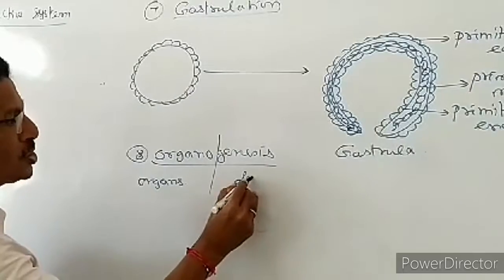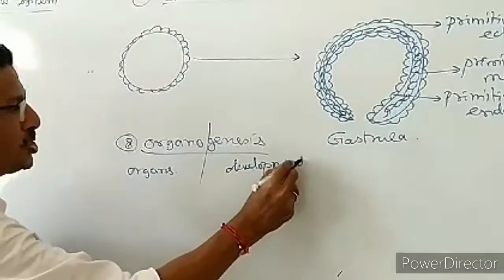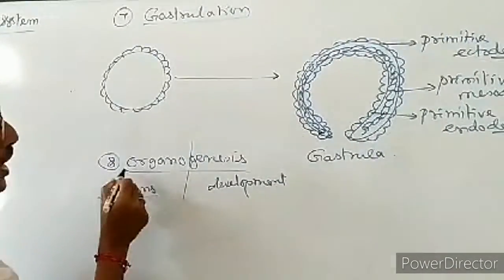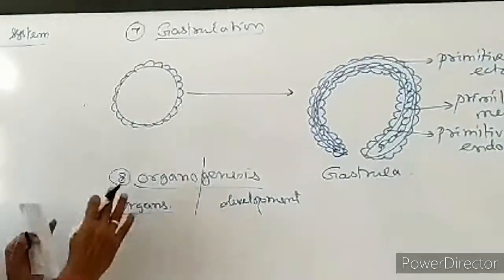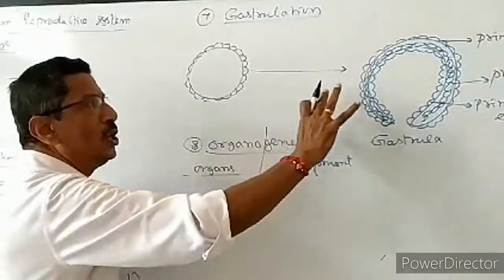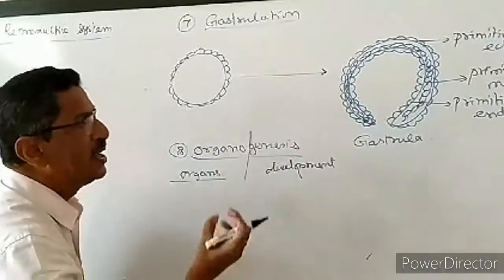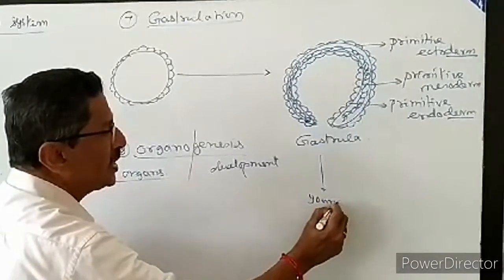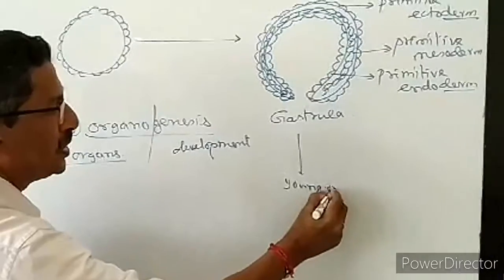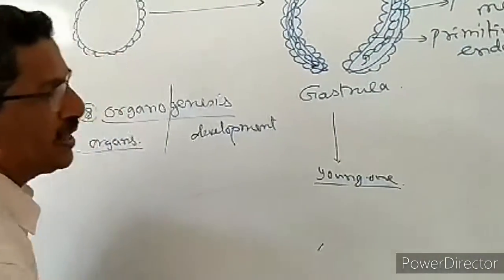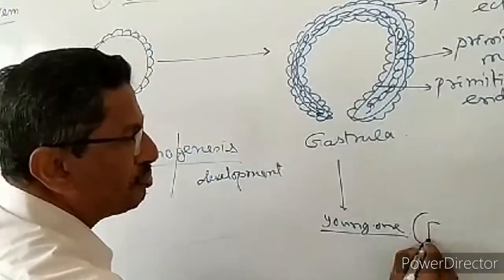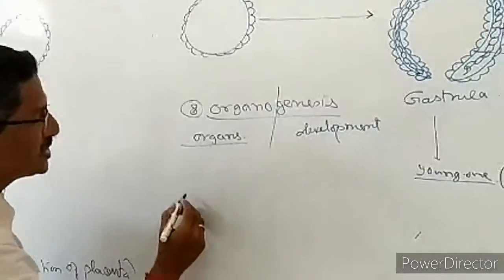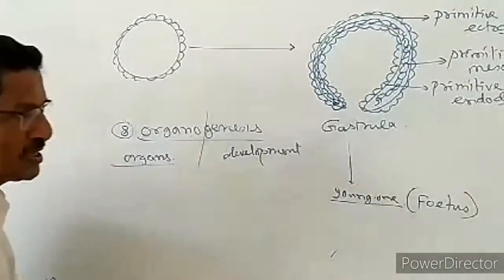Now this development of various organs from the three primitive layers is known as organogenesis. So by the end of organogenesis, all the human organs are produced in a small size and a tiny baby is developed. So from gastrula, a tiny young one is developed after organogenesis. The young one is also called a fetus when it is there in the female's body. Now after organogenesis, organs are developed, young one is completely formed.